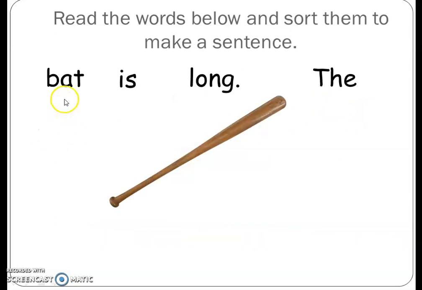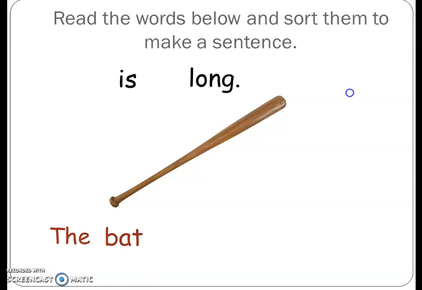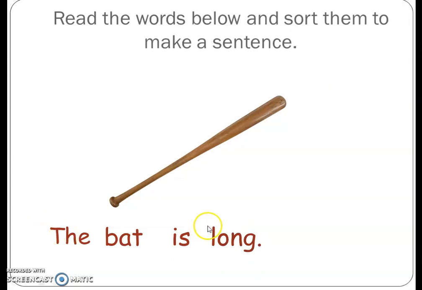Go ahead and try this one. That is long the. Yeah, the would be your first word. What are we talking about? A bat. The bat is long. And we can see long has a period at the end, so we knew that was the last word in our sentence. The bat is long.